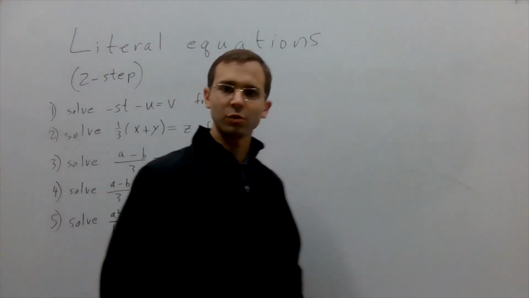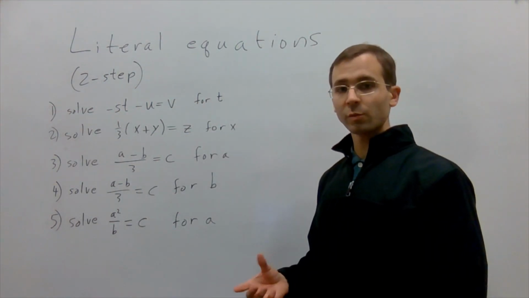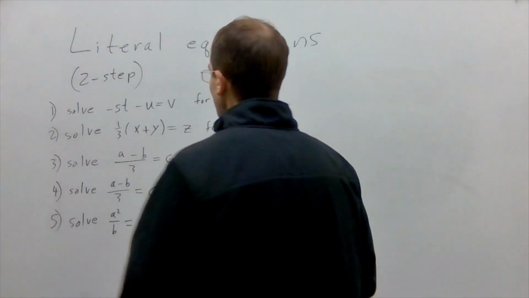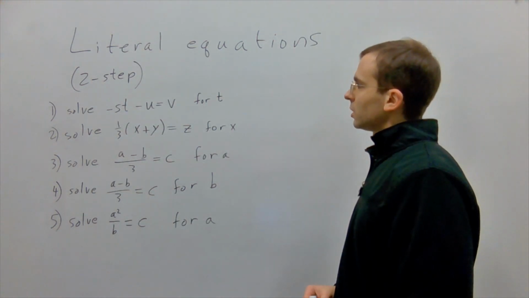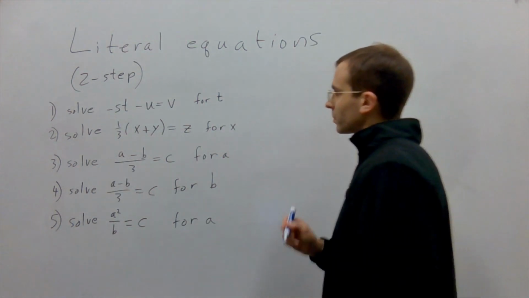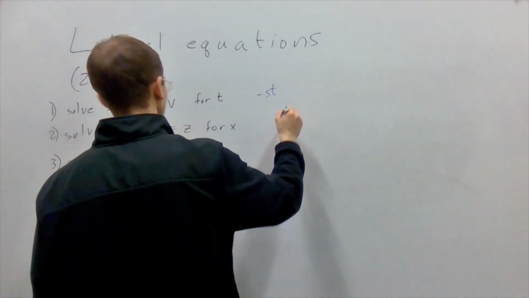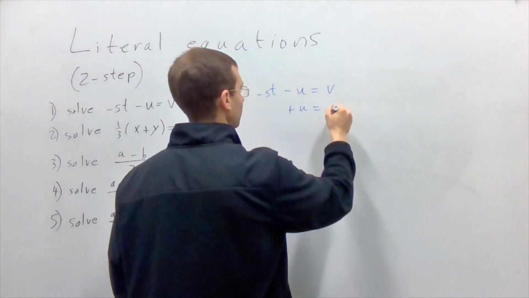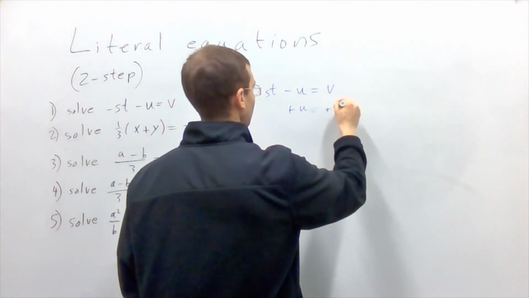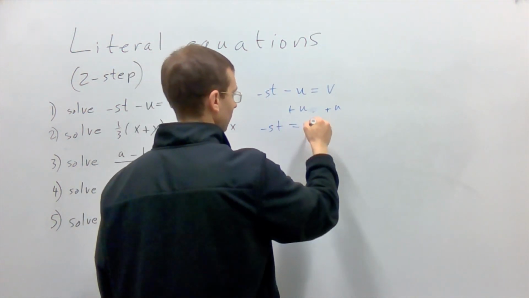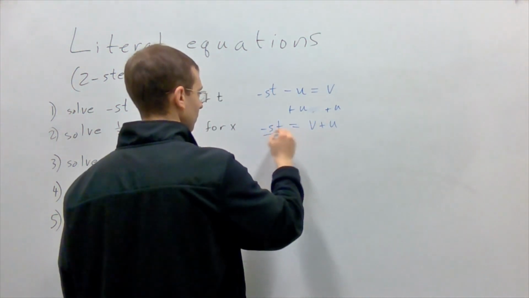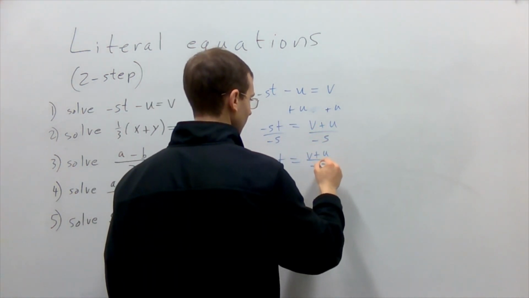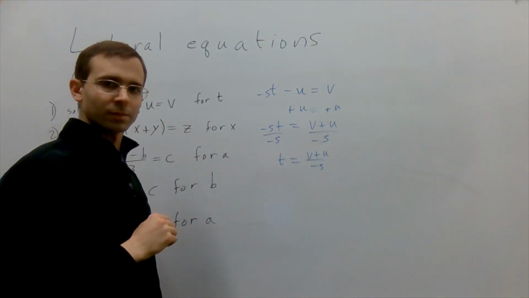All right, here are a couple for you to try. Pause, give them a try, and come back and see how you did. All right. So first off, negative st minus u equals v. I'm going to solve that for t, like so.